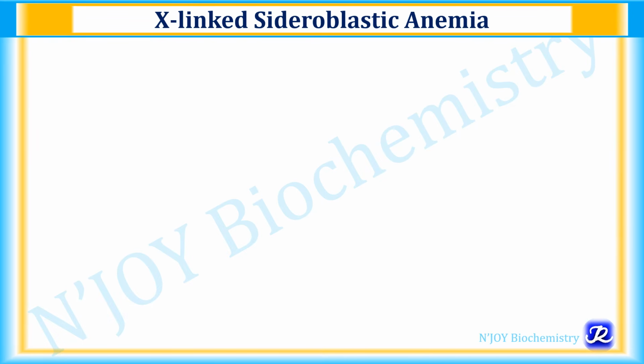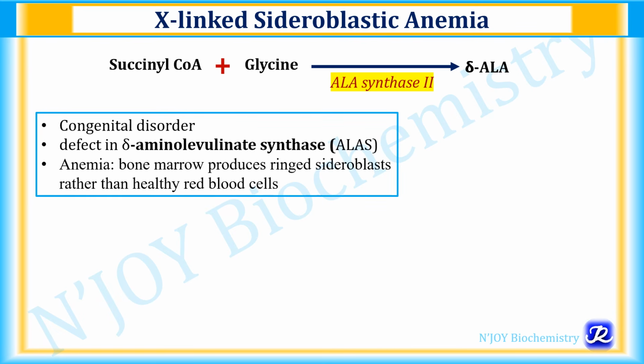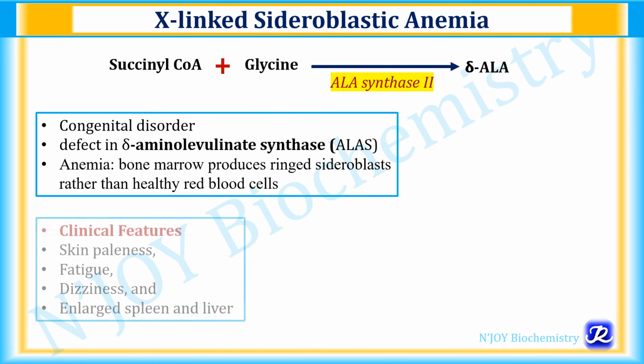Now let's see some salient features of X-linked sideroblastic anemia. This is not included in porphyria, but it results due to a defect in the first enzyme of heme biosynthesis, that is ALA synthase 2. This ALA synthase 2 is present in the erythropoietic cells. It is a genetic disorder. The defect lies in ALA synthase 2. It is manifested as anemia, and the bone marrow produces ringed sideroblasts rather than healthy red blood cells.